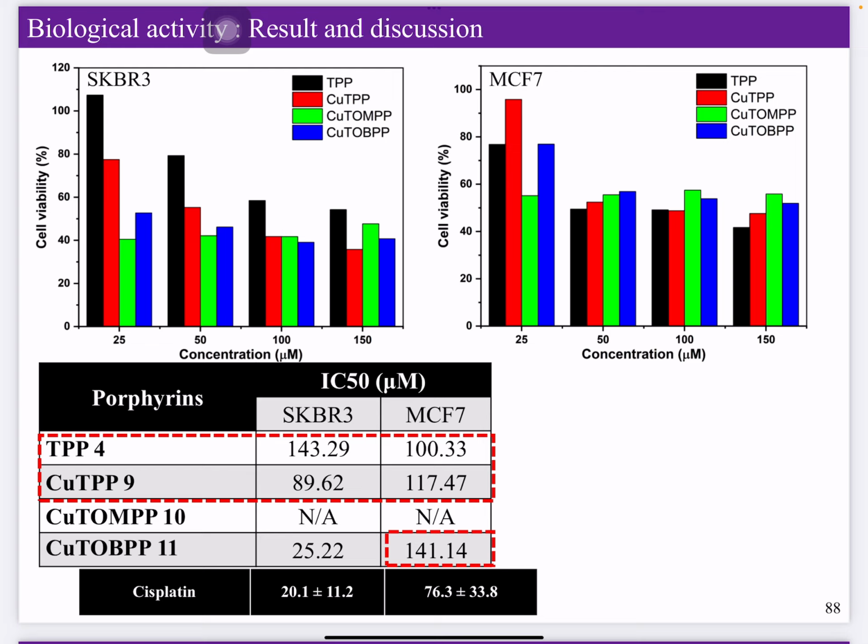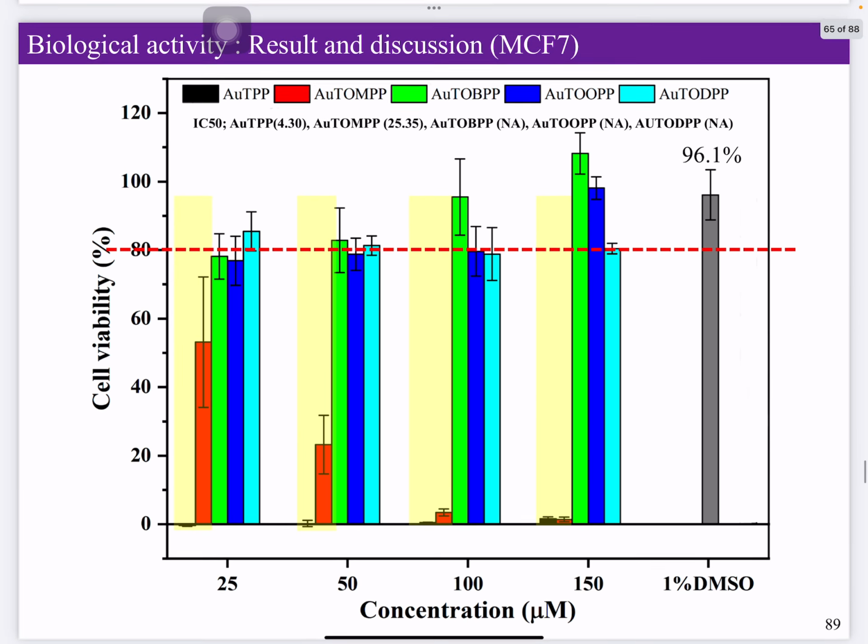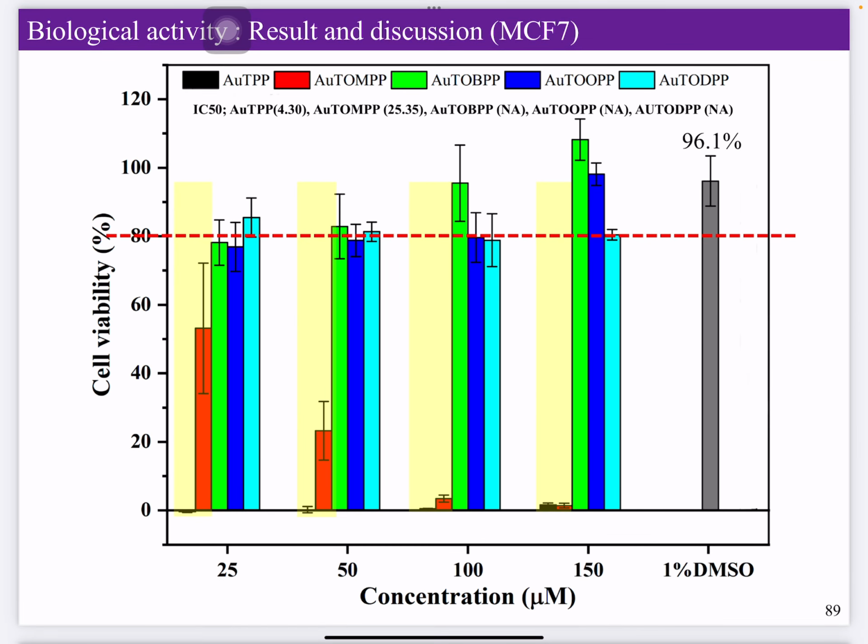we can see the reduction of the SKBR3 IC50. Now the result for MCF7, when we tried the gold TPP, gold TOMPP, gold TOBPP, gold TOOPP in blue color and light blue for the gold TODPP. The results show here that cell viability is reduced when we increase the concentration, especially for the gold TOMPP.